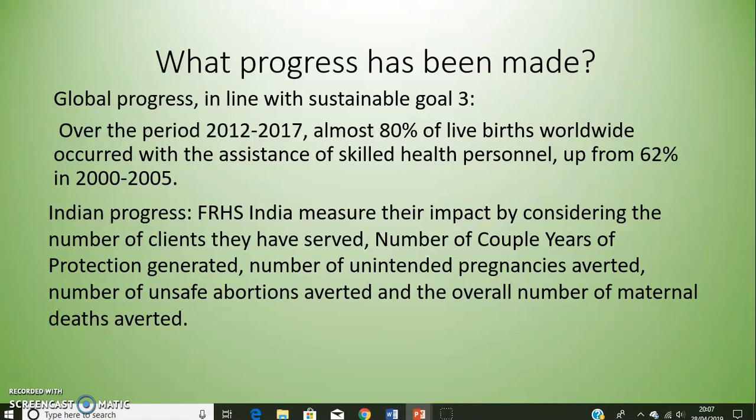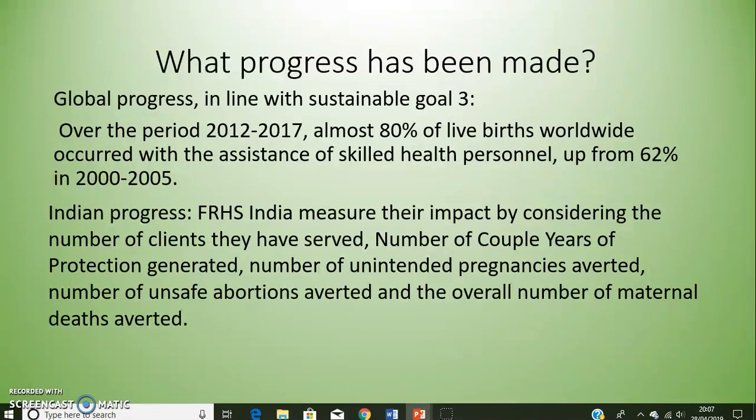Globally, as mentioned previously, the maternal mortality ratio has declined, and thanks to training provided by such charities, over the period 2012 to 2017, almost 80% of live births worldwide occurred with the assistance of skilled health personnel, up from 62% in 2000 to 2005.